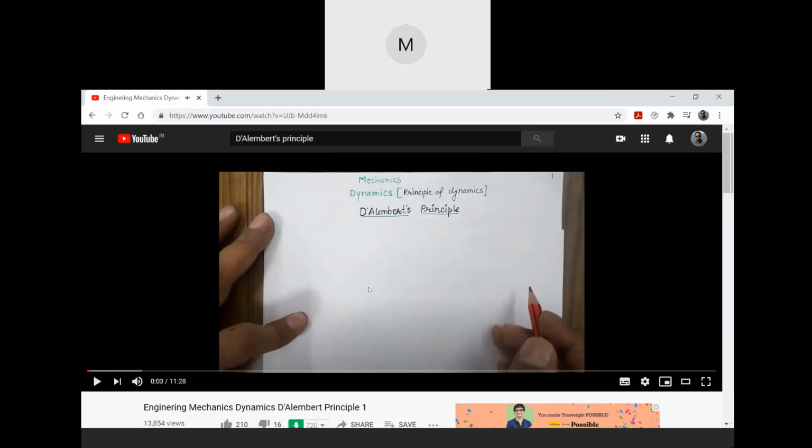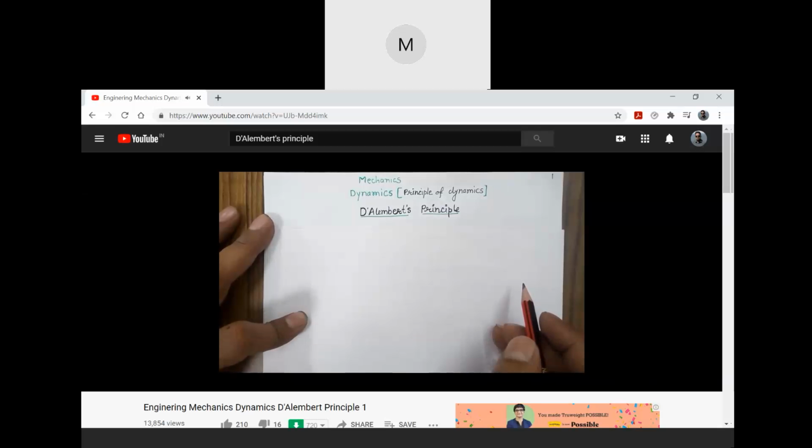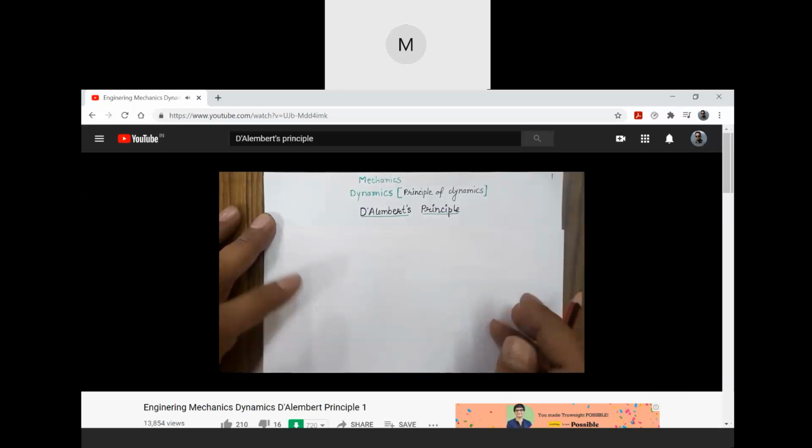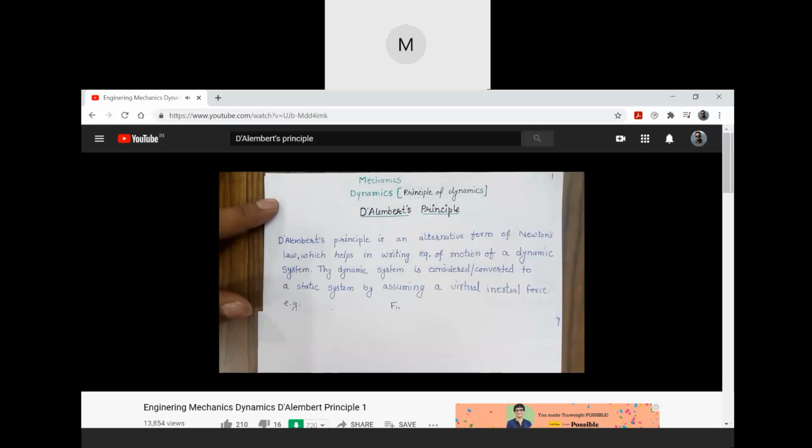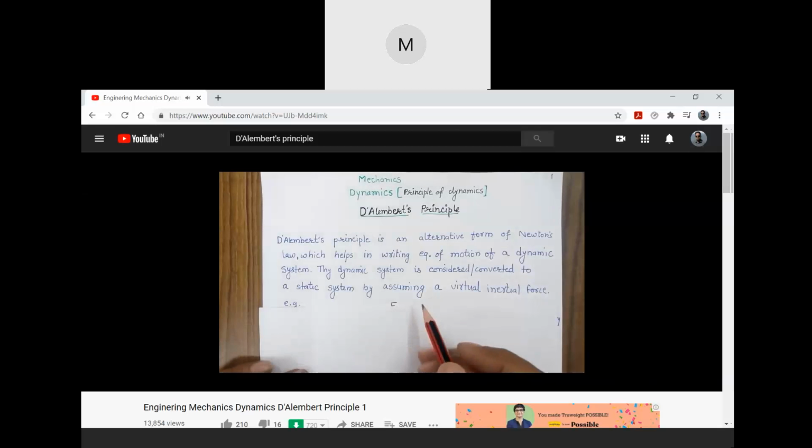To the session of engineering mechanics. So just try to understand this. It will clear the concepts more. In this session, we will try to understand one of the important principles of dynamics, that is D'Alembert's principle. D'Alembert's principle is an alternative form of Newton's law of motion, which helps to write the equation of motion for a dynamic system. Basically, we add a virtual force on the dynamic system so that we can write the equation of motion for the dynamic system by considering it as a static system.